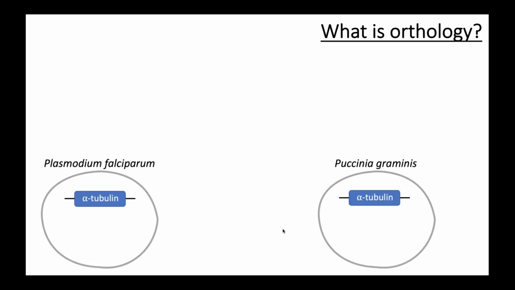Okay, so now I'm going to talk about OrthoMCL, orthology. Just a background on orthology. So here we have two species, Plasmodium falciparum and Puccinia graminis, and they both have a version of alpha tubulin. We know them to be alpha tubulin, and we call these orthologs. You may have heard the term orthologs. Usually it's a gene that's shared between two species. They share the same function.